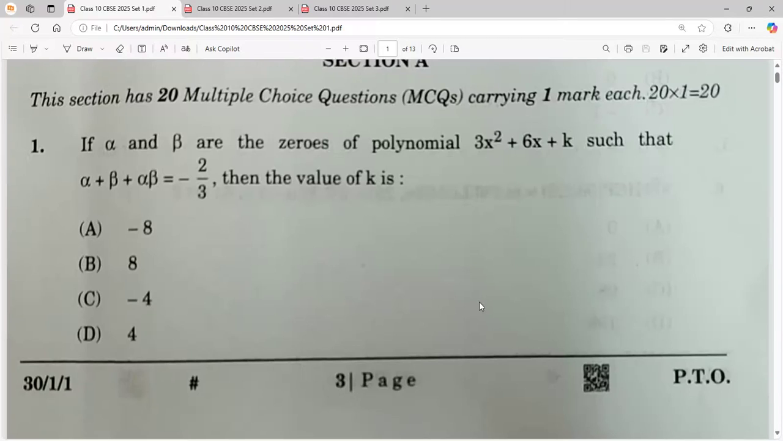In this video, we are going to discuss the multiple choice questions asked in Class 10 CBSE 2025. We'll get started with set 1.